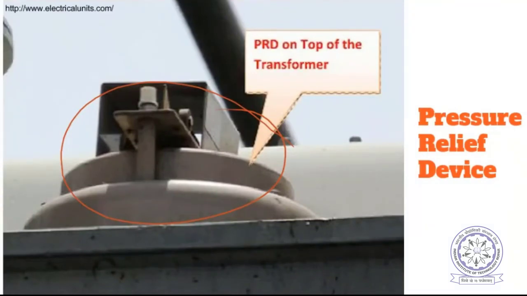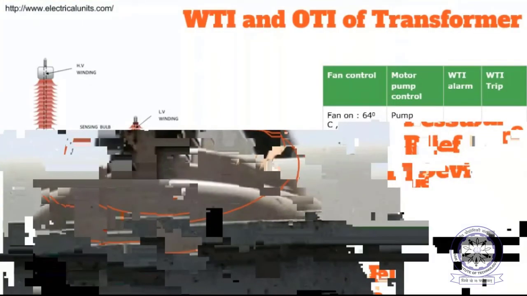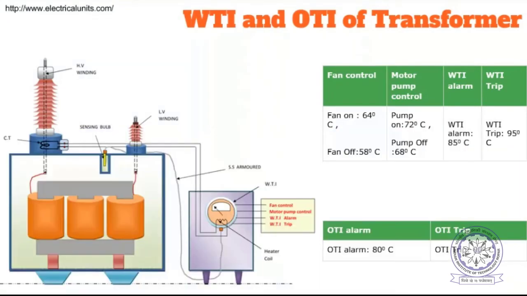And apart from these, we have WTI and OTI, winding temperature indicator and oil temperature indicator of the transformer. These two are also very, very important devices actually. So the transformer is mainly to be monitored for its temperature and inside pressure, to regulate it, to increase its life and prevent its failure and all.